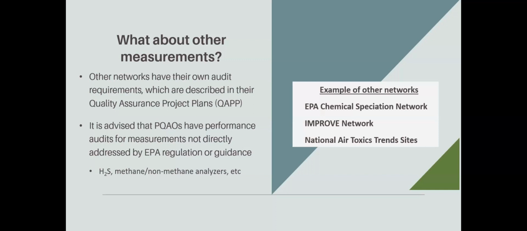So if your network is making measurements that do not fall under the category of criteria pollutants, you should be addressing some kind of performance audits for these instruments. For example, some of you might be making hydrogen sulfide measurements or methane, non-methane measurements with continuous analyzers. Those can be audited in a similar fashion to the criteria pollutants, and you should implement those and address those in your QAPP.